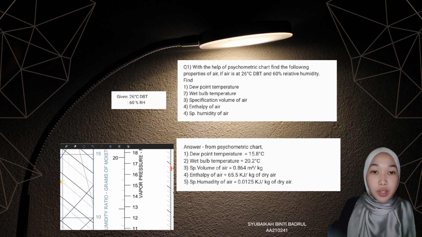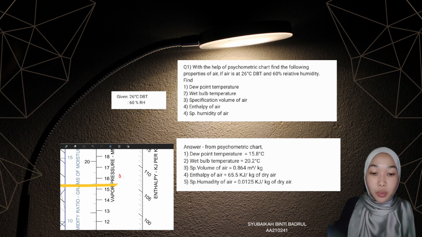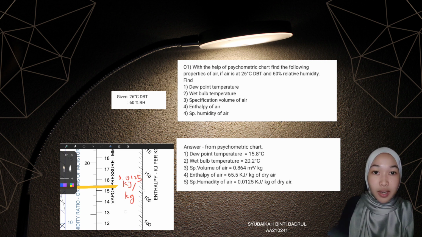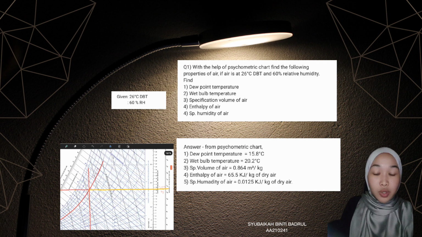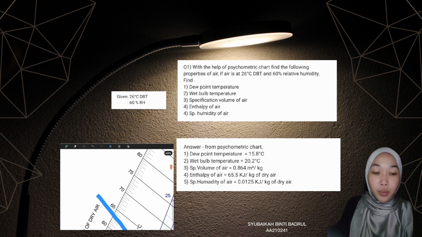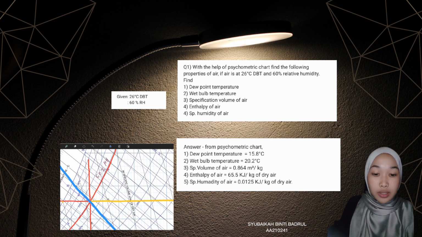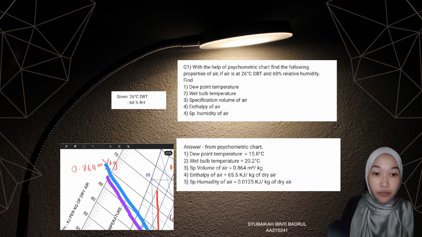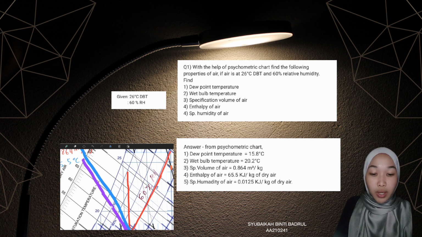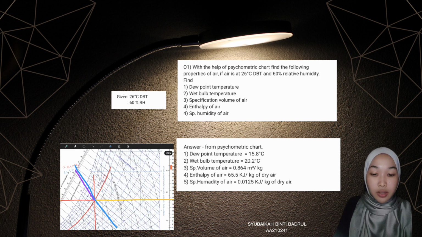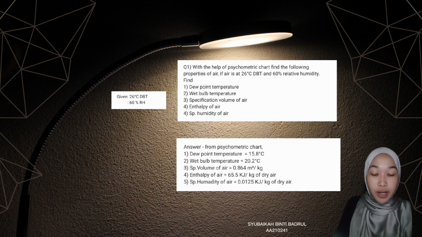And when we extend this line to the right side, we get specific humidity as 0.0125 kg per kg of dry air. And from the specific volume line, we got somewhere near 0.864 meter cube per kg specific volume. This inclined line is the specific enthalpy line, which gives 65.5 kJ per kg of dry air. So, in this way, with the help of psychrometric charts, we can determine different properties of air at 26 degrees dry bulb temperature and 60% relative humidity.